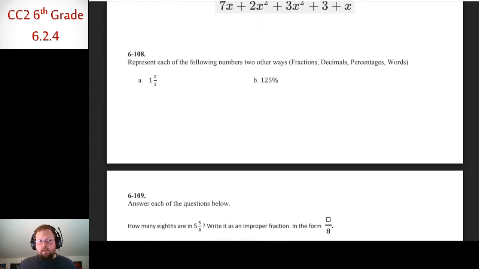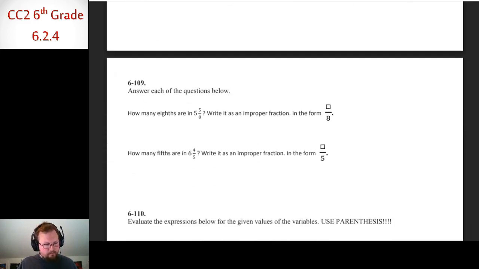6-108 is a little bit different than the book's description. I want you to represent these in 2 other ways. If they're a mixed number, you can represent it as an improper fraction, a decimal value, a percentage, or you can write it in words. For example, 1 2/3, or when you turn it into a decimal, it gives you 1.66 repeating, so you could do it that way.